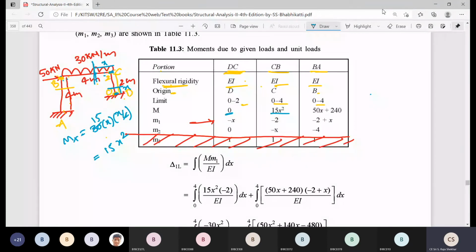Now the bending moment in the AB member. For the calculation of the bending moment in the AB member, we need to take a section here, located at a distance of X from the origin B. Let us suppose it is X. Because of the 50 kilonewton load acting, the bending moment is 50 into X, plus, because of this application of load, the total load will act at the center.